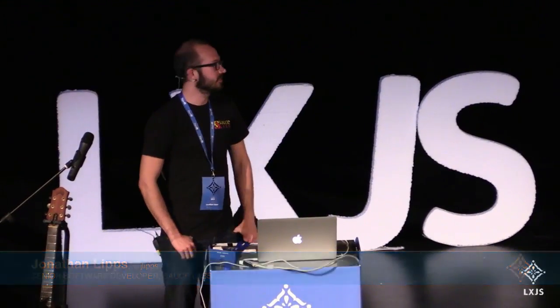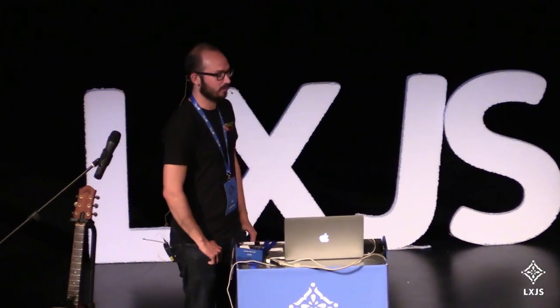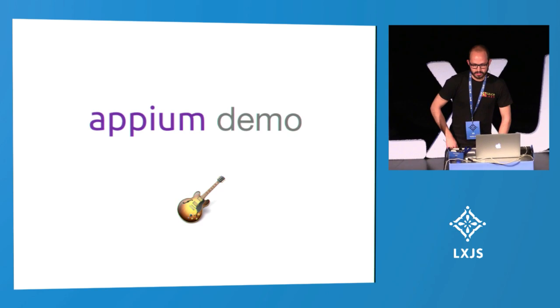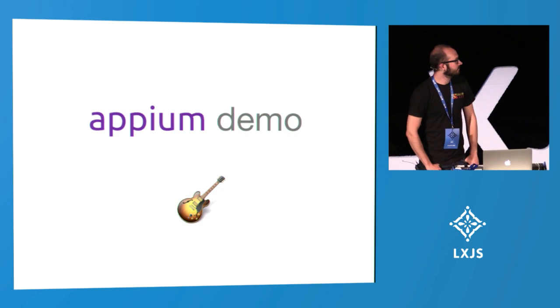Excellent. All right, I'm here from San Francisco, and I'm going to talk to you guys about Appium, which is a mobile automation tool for native, hybrid, and mobile web apps. So I thought I'd actually start things off with a demo.